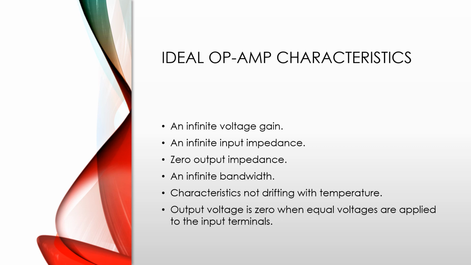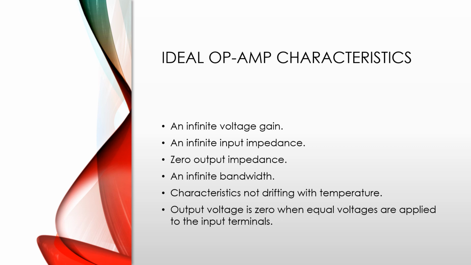Bandwidth must be finite. The ideal op amp characteristics do not drift with temperature, but practical op amp characteristics drift with temperature. For this purpose we have to perfectly balance the op amp when we work with it practically. The output voltage is 0 when equal voltages are applied to the input terminals. This is also an ideal characteristic, but practically we do not get an output voltage of perfectly 0 when equal voltages are applied to the input terminals.